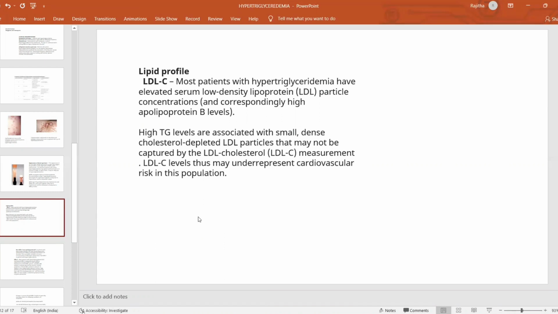We often see that any lipid report with more than 500 milligrams per deciliter of triglycerides doesn't show LDL cholesterol. It is shown as blank. This is the reason: whenever triglyceride levels are very high, LDL cholesterol is not measured. The analyzer fails to analyze the LDL particles, and therefore it is shown as blank. LDL cholesterol levels underrepresent cardiovascular risk in this population.